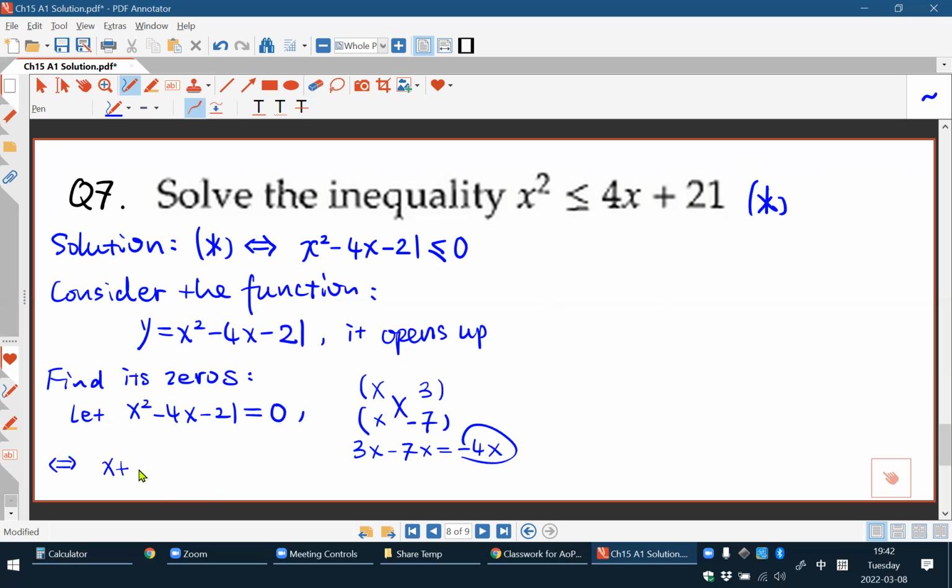to x plus 3 times x minus 7 equals 0, right? Therefore, the zeros are x is either negative 3 or x is 7, right? Okay, now we have.